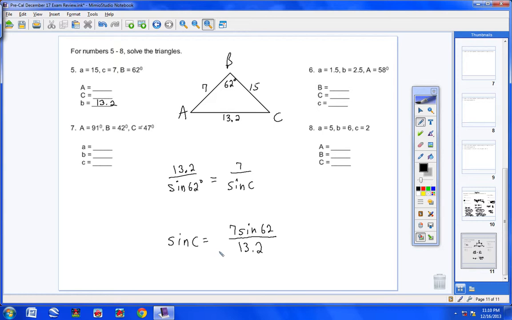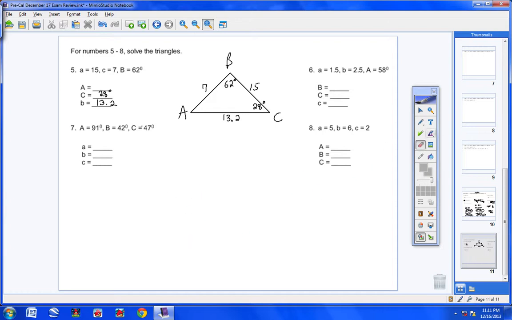Now let me look at my notes here. If you type that in correctly, you're going to end up with sine of C equals 0.4682, and then take inverse sine of 0.4682, and you will get 28 degrees. So C is 28 degrees, right here. Now, can I not very quickly find the third missing angle? Sure you can. I'm going to add 62 plus 28, and I'm going to get 90. And so 180 minus 90 is 90. So angle A is 90 degrees.